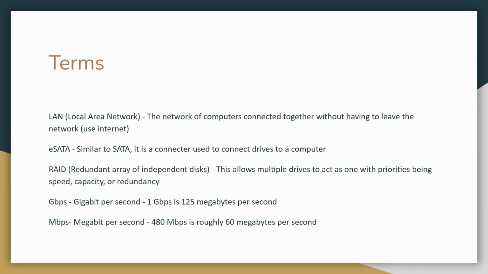So here are some of the terms that might be important to know, which is LAN or local area network, the network computers connect to before leaving to the internet or using the internet. eSATA is more or less SATA. It's called external SATA, I believe, which is a connector used to connect drives to a computer. RAID, as said before, allows multiple drives to act as one, with priorities being either speed, capacity, or redundancy. And then for reference of what a gigabit per second is, 1 gigabit per second is roughly 125 megabytes per second. As well as the megabit speed being USB 2.0, being that 480 megabits per second, which is roughly 60 megabytes per second.